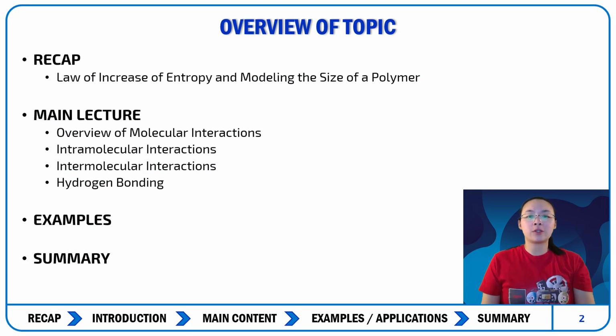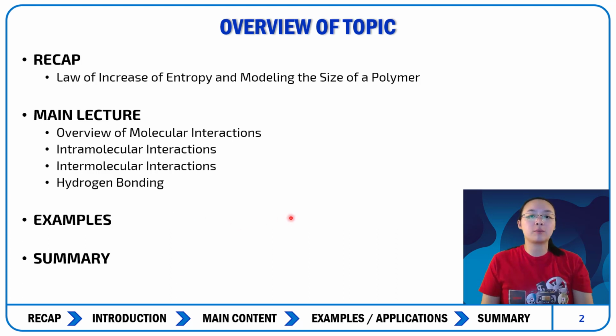So in this lecture, we're first going to do a quick recap of the previous topic, basically things we want to bring into this lecture, specifically the law of increase of entropy and how to model the size of a polymer. Then we're going to move on to the main part of the lecture. So we want to look at the differences between intra and intermolecular interactions. And then we want to take a look at hydrogen bonding. So that will make up the brunt of this main lecture.